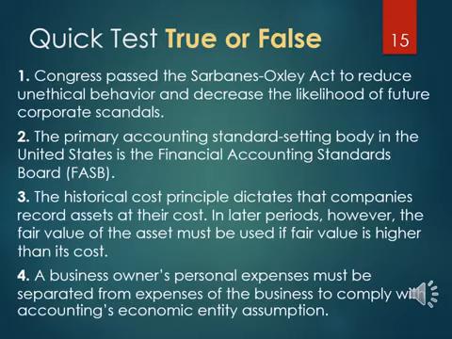Quick Test. 1. Congress passed the Sarbanes-Oxley Act to reduce unethical behavior and decrease the likelihood of future corporate scandals. 2. The primary accounting standard-setting body in the United States is the Financial Accounting Standards Board, FASB. 3. The historical cost principle dictates that companies record assets at their cost. In later periods, however, the fair value of the asset must be used if fair value is higher than its cost. 4. A business owner's personal expenses must be separated from expenses of the business to comply with accounting's economic entity assumption.